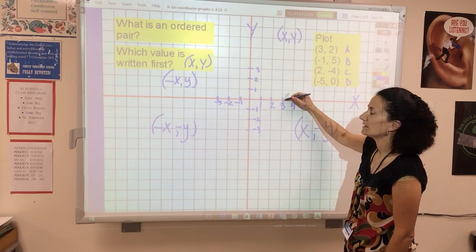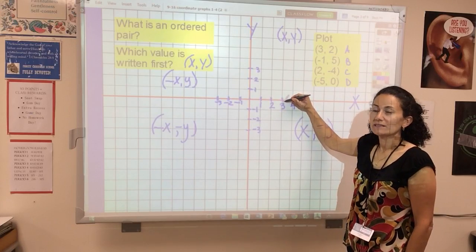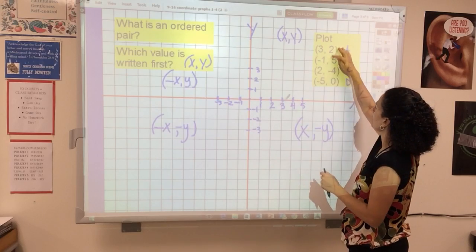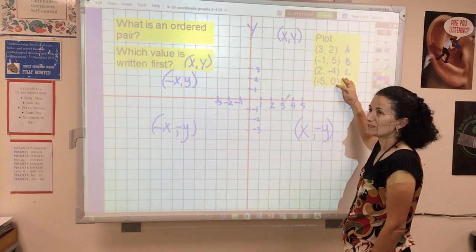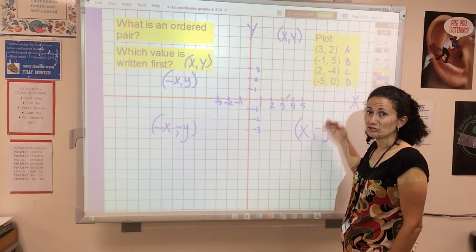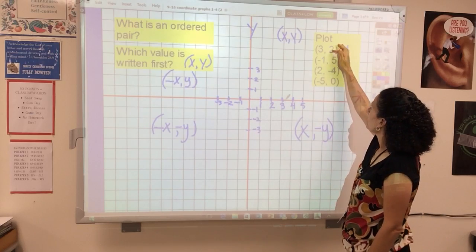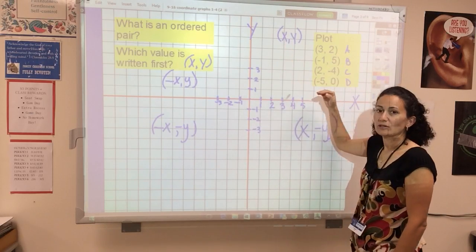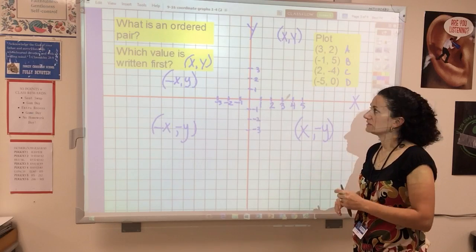1, 2, 3. Now, the second number tells me whether to go up or down. I'm never going to move left or right for the second number. This just tells me to go up or down. And as you probably guessed, if it's positive, I'm going to go up. If it's negative, I'm going to go down. So let's try that out.